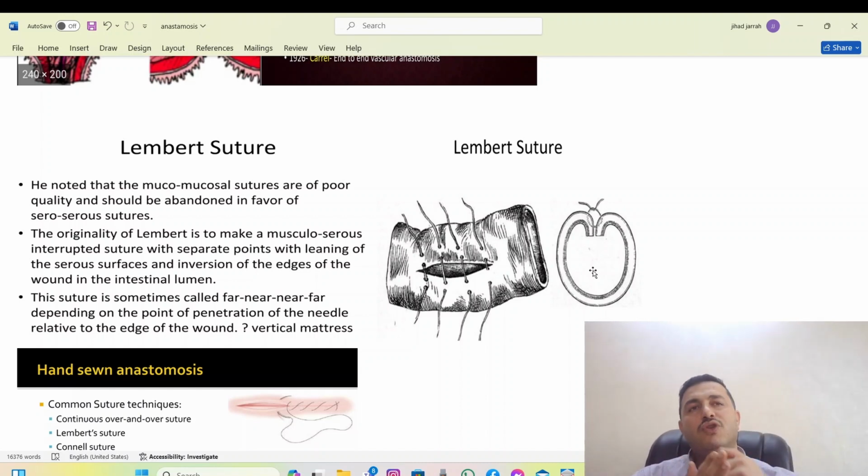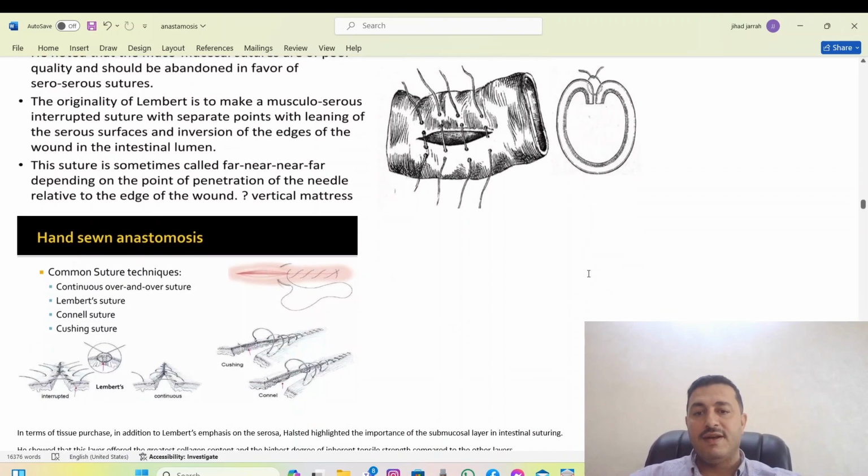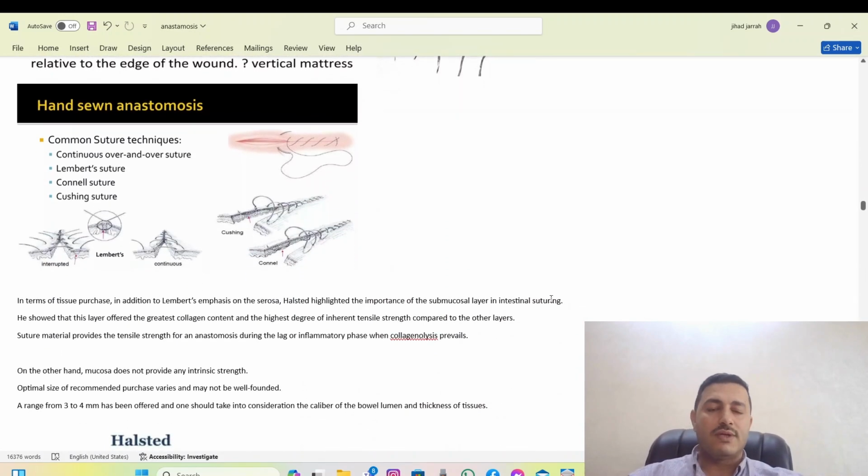If it is a normal lower GI bowel segment, 3 to 5 millimeter using, for example, simple continuous, we will reach the upper part of the mucosa. We will reach just to the mucosa. We will not penetrate the mucosa itself. And this is what we call the canal stitch. Canal stitch is a horizontal mattress that is full thickness. It reaches just below the mucosa a little bit.